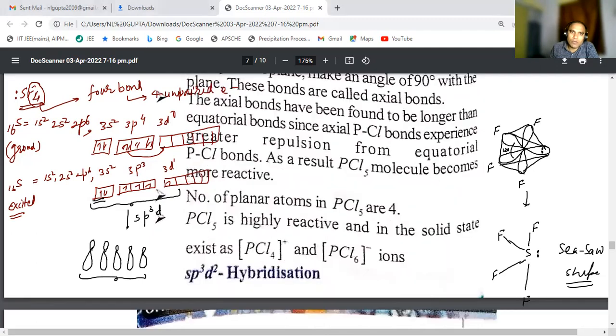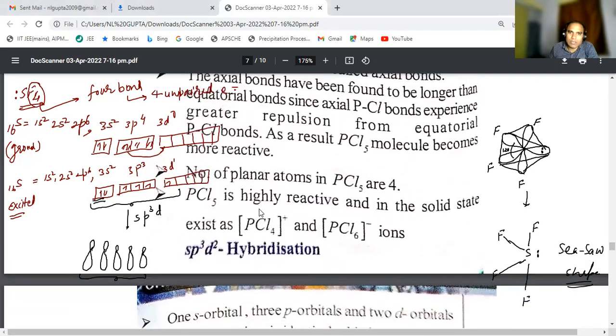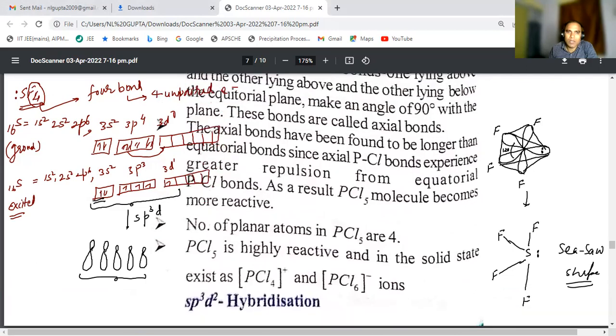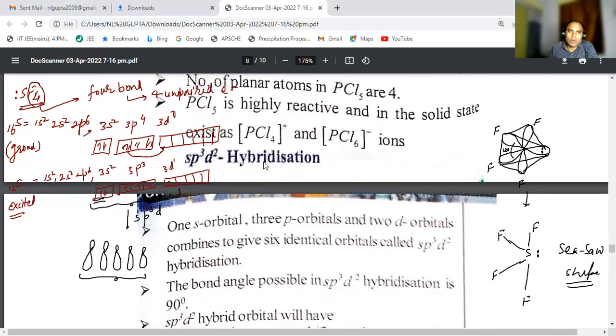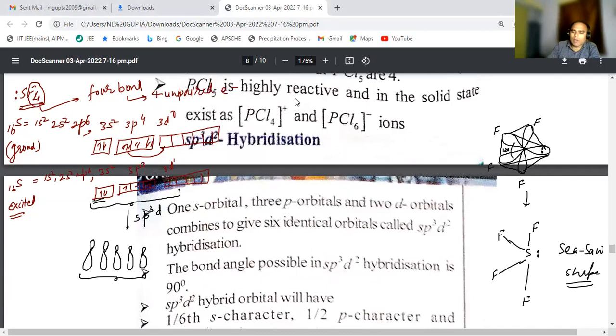I hope you may be understanding a little bit, but this explanation is not in this book. I made a video and I will share that one. So sp3d is over. Now what we have to understand is sp3d2. Can you understand whatever sp3d we studied? So we are going for the next one, sp3d2.